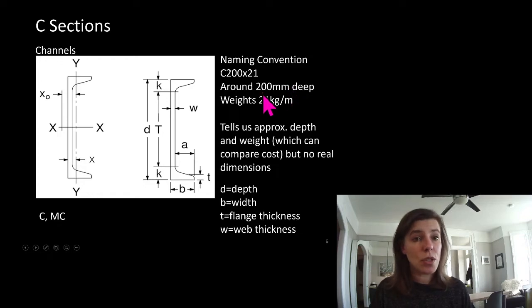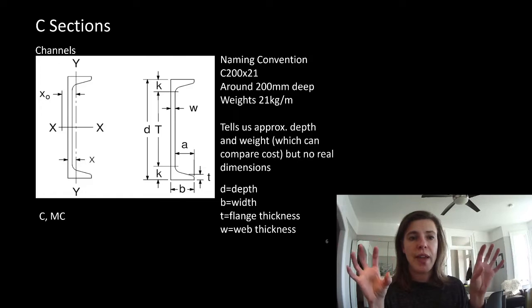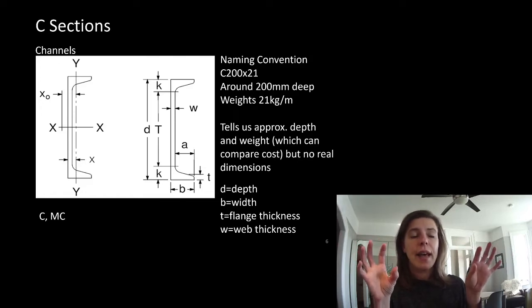It's around 200 millimeters deep, but not exactly. You can look up D in the steel section properties. And it weighs pretty darn close to 21 kilograms per meter. And this is handy to write in our name if we're trying to make a choice between two things when we're sizing it. If there's no other consideration, cost is going to trump it.